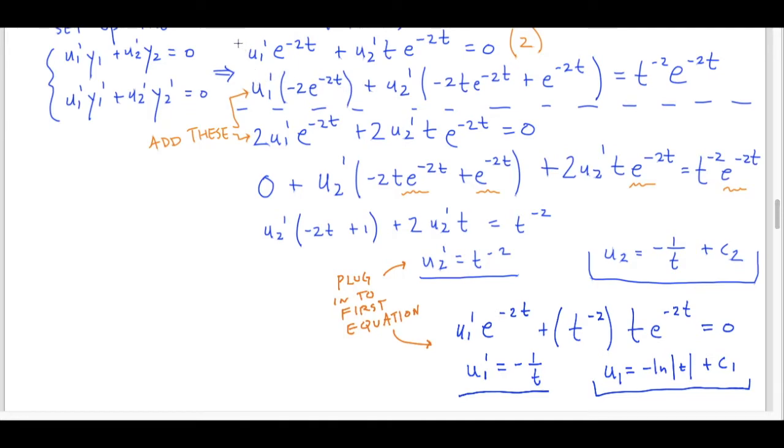So I took the stated system of equations, which was in terms of u1 prime and u2 prime. I did some algebra. The algebra wasn't too bad in this case. That enabled me to identify u2 prime and u1 prime, and then I anti-differentiated each of those to be able to identify u2 and u1. My last step is to build my general solution.